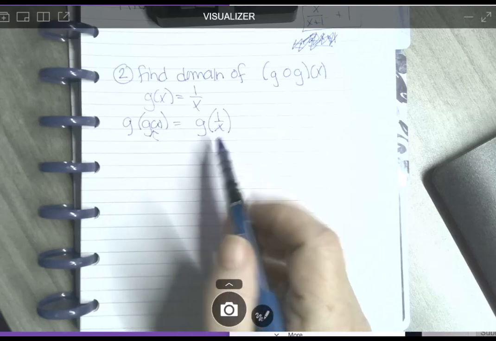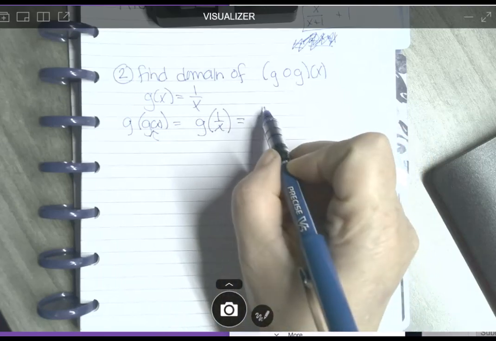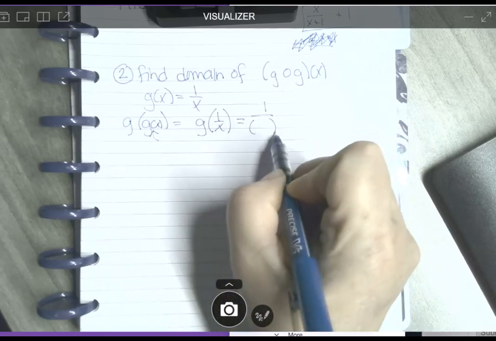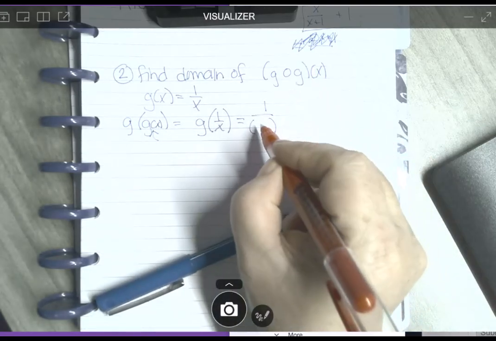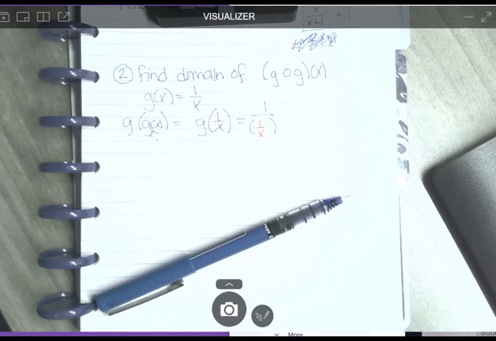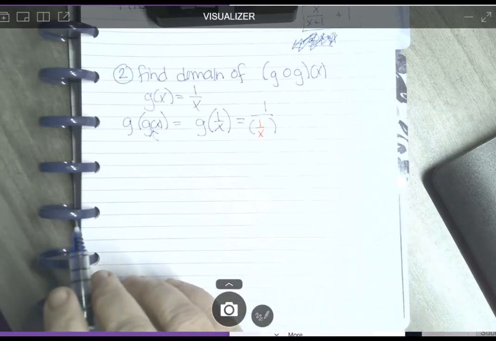Well, what's g? What is g? Well, it's 1 over x. So it's 1 over, and we put a parentheses. Now, everywhere we have an x, we're going to put 1 over x. So that's really what g of g is. We do need to simplify it.